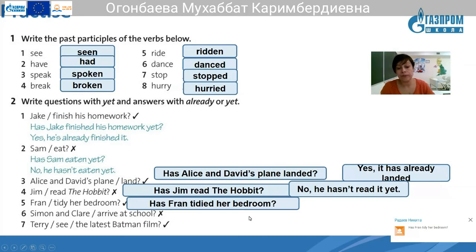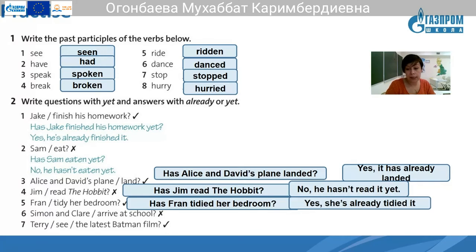Nikita, have a look. Has Fran tidied her bedroom? Because it's a regular verb, we add ed. Now it's right. And the next answer will be positive: yes, she has already tidied it. Very good, Nikita. Next, Simon and Claire.